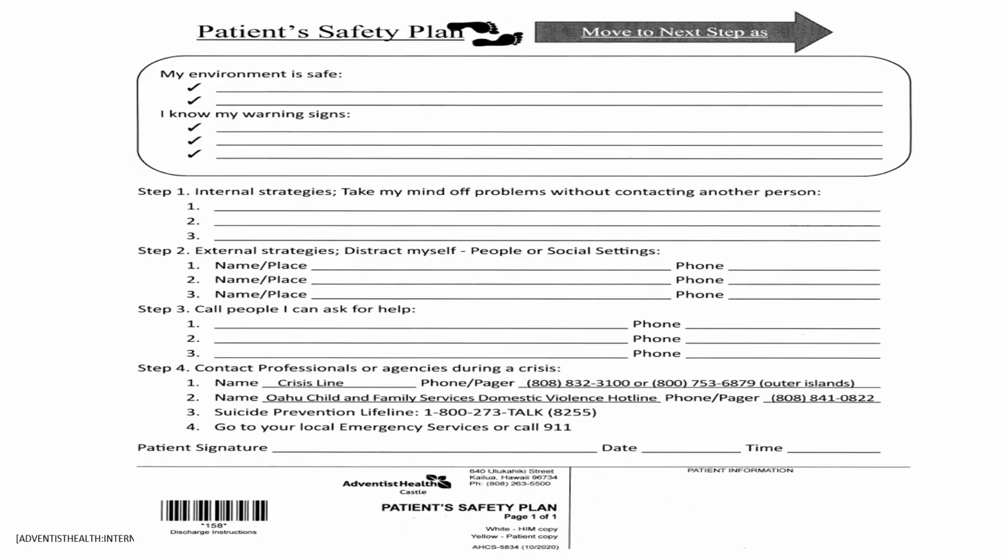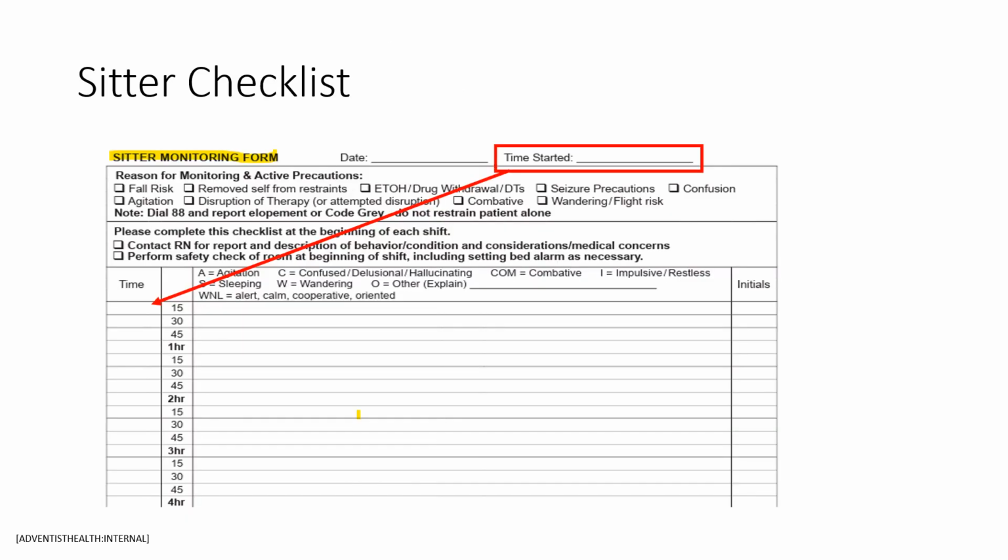Finally, remember to complete the patient safety plan upon discharge. The sitter monitoring form, on the other hand, is for non-suicide risk patients. Remember to fill out all the fields on each page of the sitter monitoring form and make sure that the start time matches the time on the flow sheet.